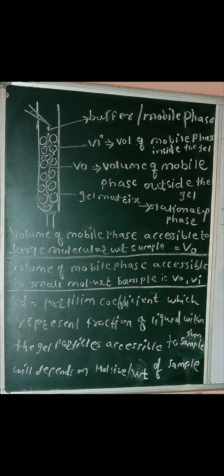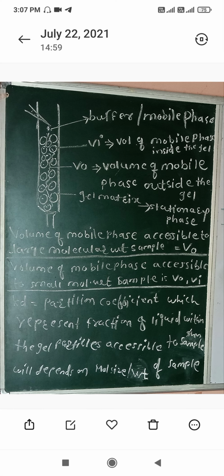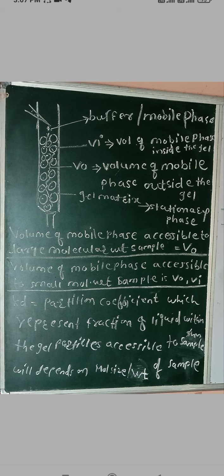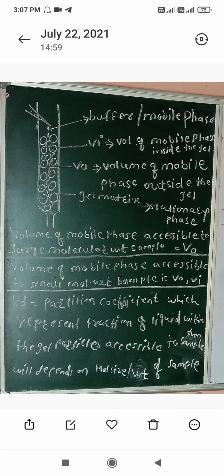As mentioned in the diagram, V0 is the volume of mobile phase outside the gel. Vi is the volume of mobile phase present inside the gel. The gel matrix, or the gel beads, is nothing but the stationary phase, and buffer is nothing but the mobile phase. So the volume of mobile phase accessible to the large molecular weight protein sample is V0. The volume of mobile phase accessible to the small molecular weight protein sample is V0 as well as Vi.